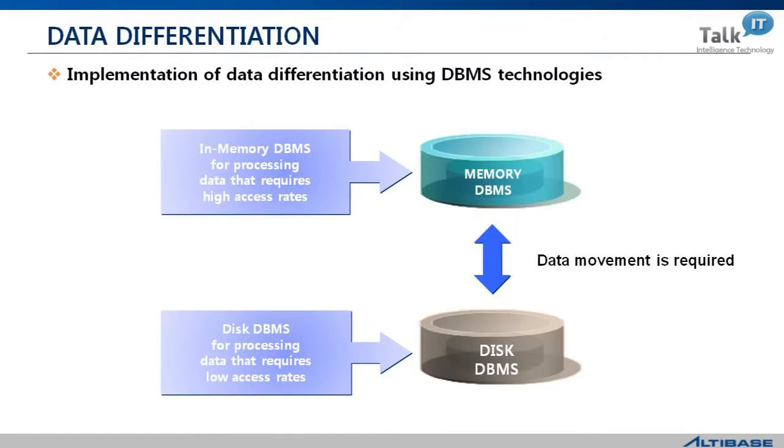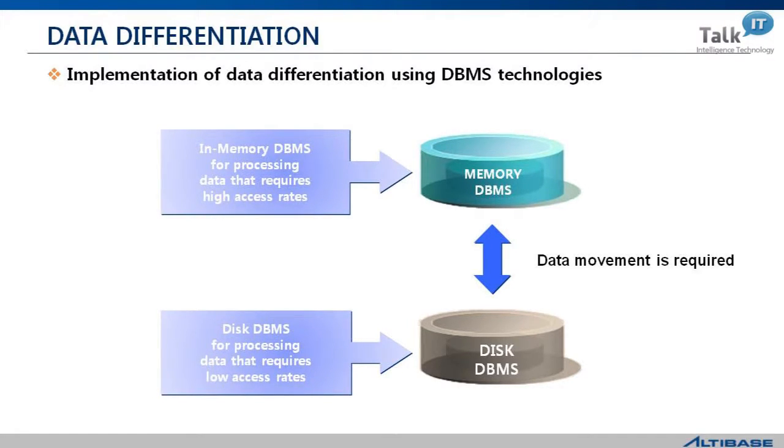As you can see, the data that has high access rates is managed in the memory DBMS, and the data that has low access rates is managed in the disk DBMS. However, as the data is separated into two different DBMSs, data movement is required. For example, when we need to process old data stored on disk with high performance, we need to move the data into the memory DBMS for high-speed data processing.